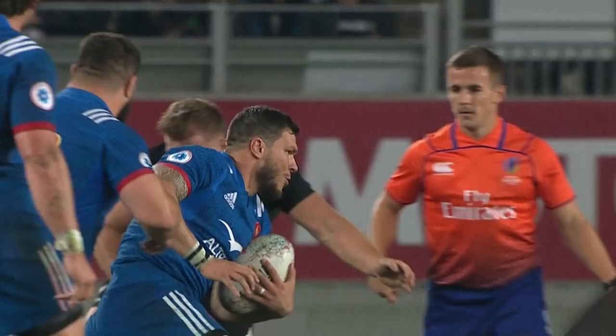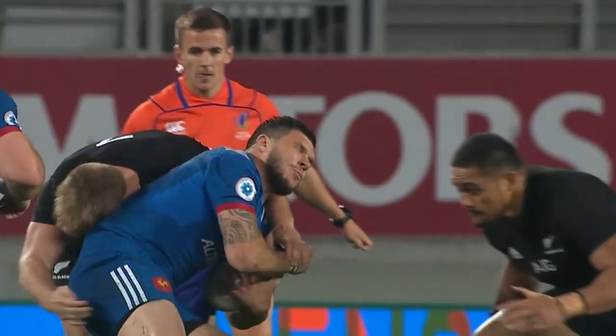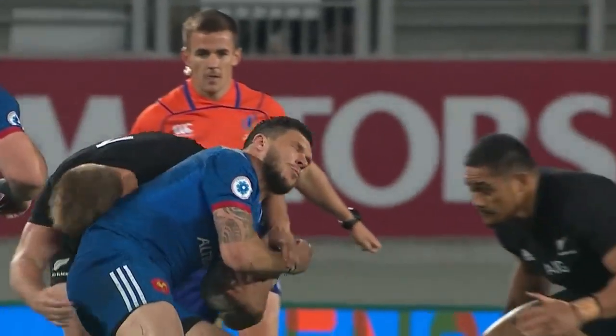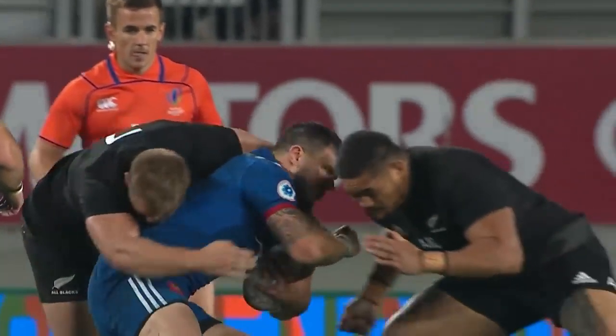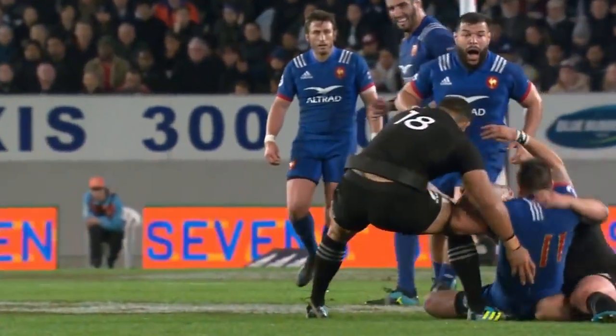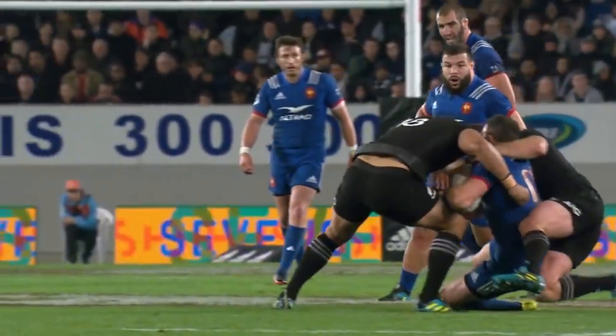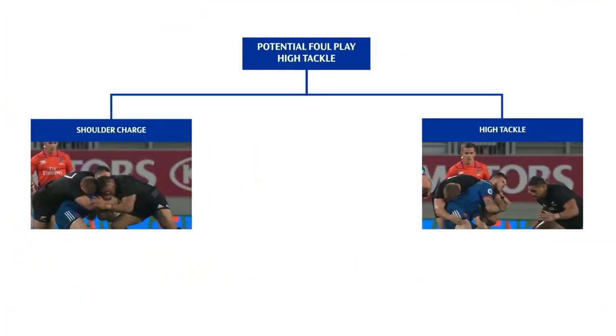In this sequence, we see two tackles. The first is a high tackle because the arm of the tackler is in front of his body at contact, and then makes contact with the ball carrier's head. The second tackle is a shoulder charge because the tackler's right arm on the contact side is behind his body at the moment of contact with the ball carrier. The officials must therefore evaluate one high tackle and one shoulder charge.